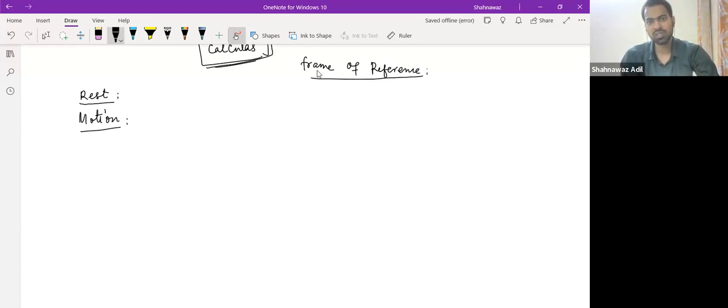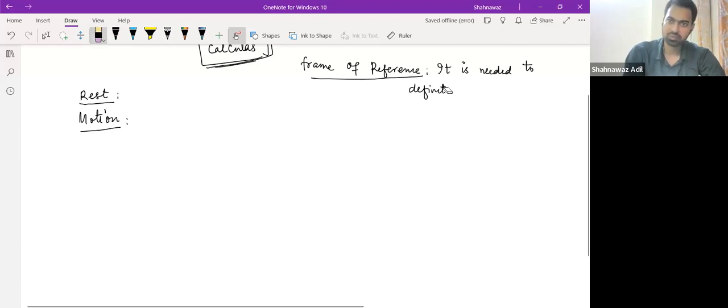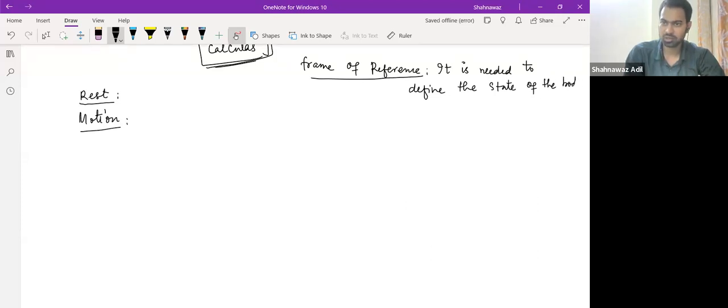Okay, so this is by choice that we take, right? Frame of reference is by choice that we take. And from this frame of reference, we define the rest and motion of a body. So frame of reference is needed to define the state of an object or the body. This is the frame of reference.